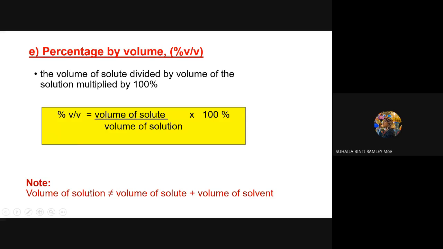Okay, actually why can the volume of solution not be equal to adding the volume of solute and the volume of solvent? Anyone? Does anyone know? Density. Yes, density. Why density? Actually it has to do with density.